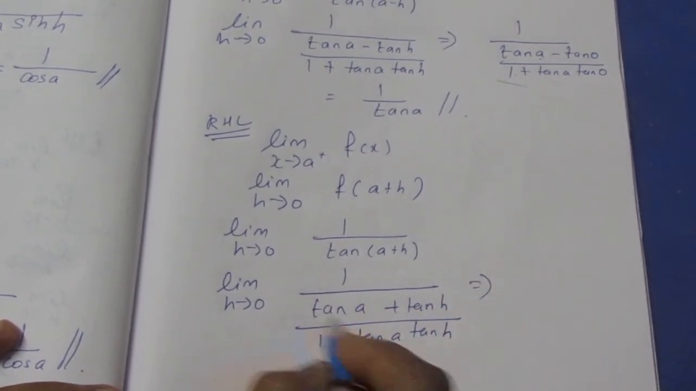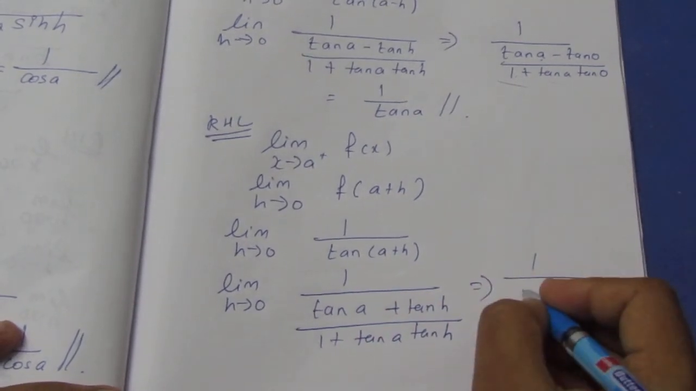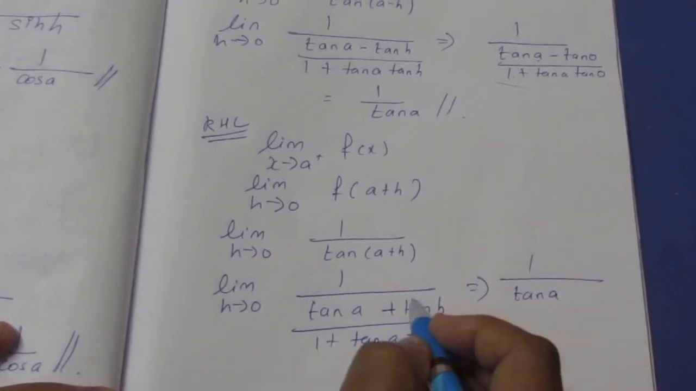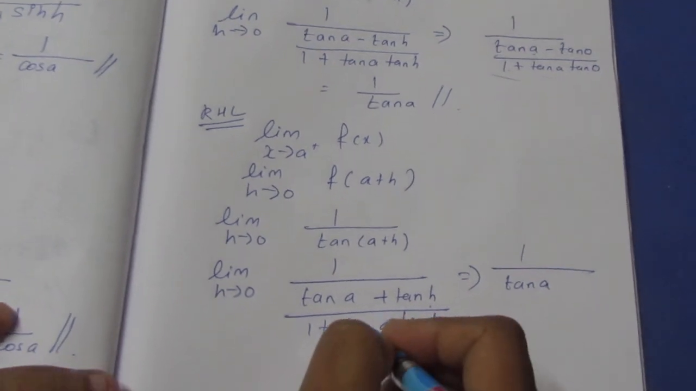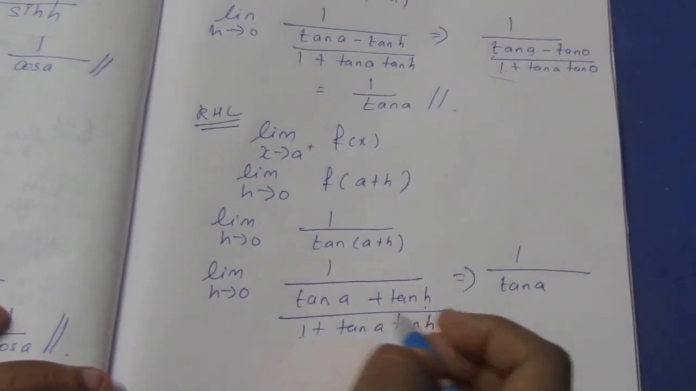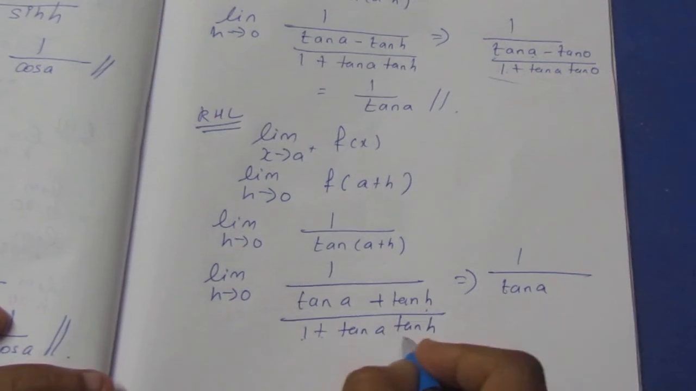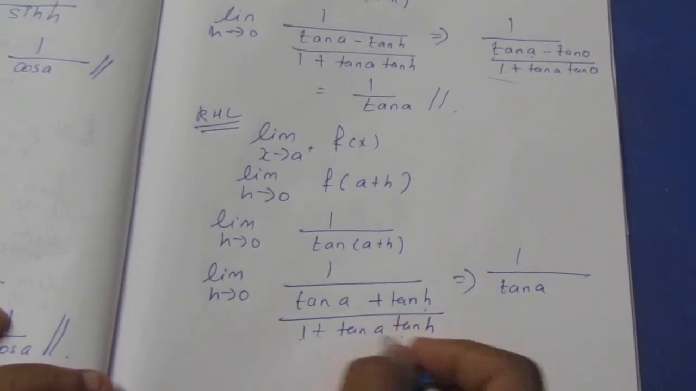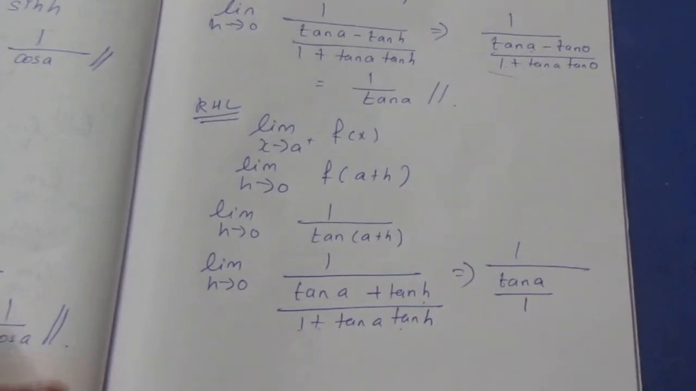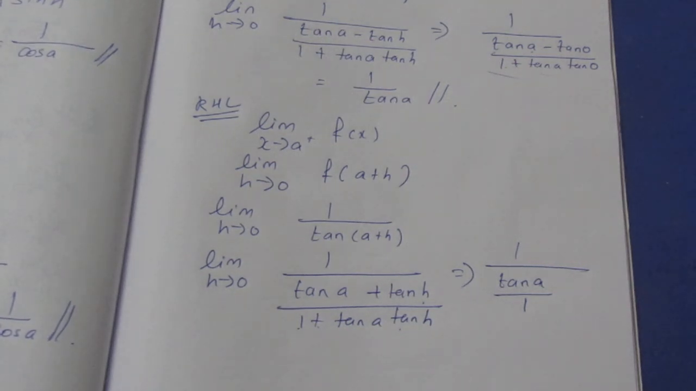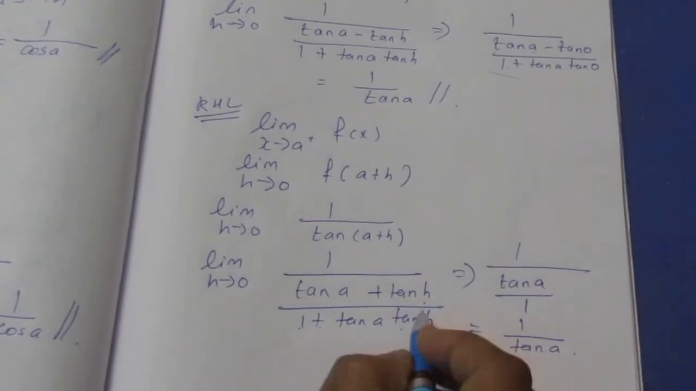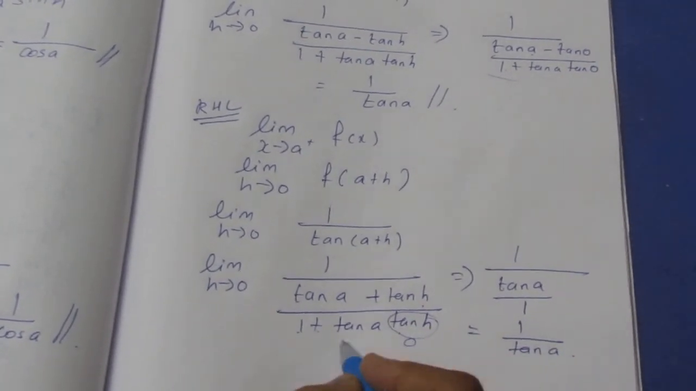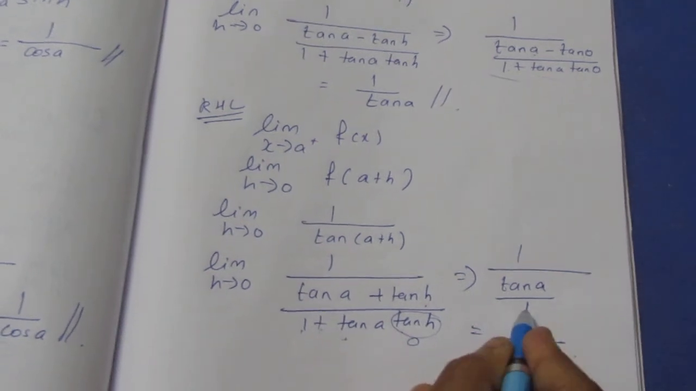Now substitute the value, h is equal to 0. Here it becomes 1 by tan a plus tan 0 by 1 plus, I am skipping a step, tan a into tan 0. Tan 0 will become 0, so it is 1 by tan a by denominator 1. Finally we can write this to be 1 by tan a, because here it is 0. So 0 into any number will be 0, so 1 plus 0 will be 1.